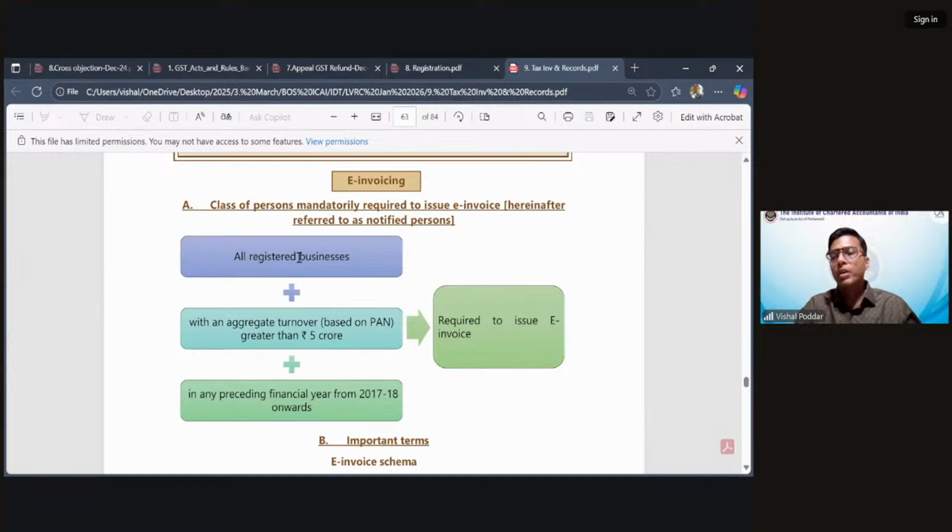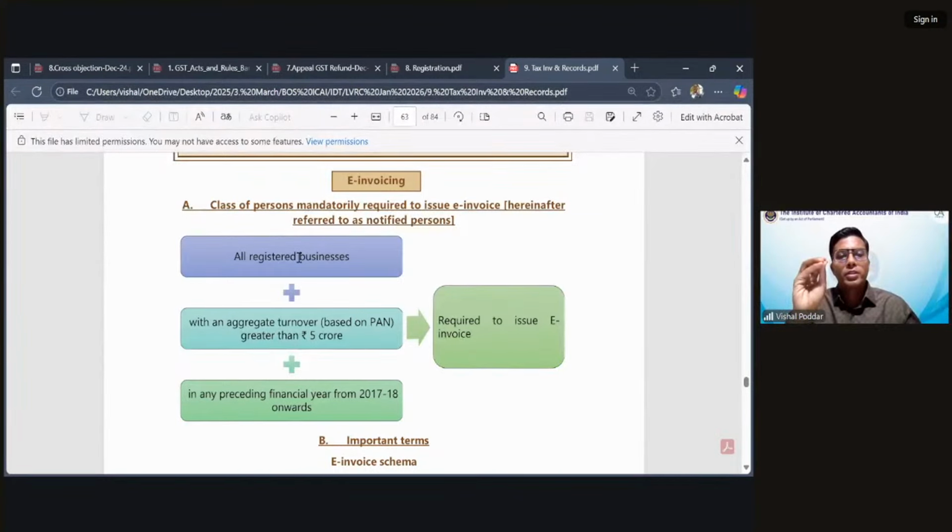So many times people misunderstand e-invoice, as if e-invoice is an invoice which has to be generated from the GST portal. They wrongly understand that you will give the details on the GST portal and the GST portal will make the invoice and give it to you. That is not e-invoice.